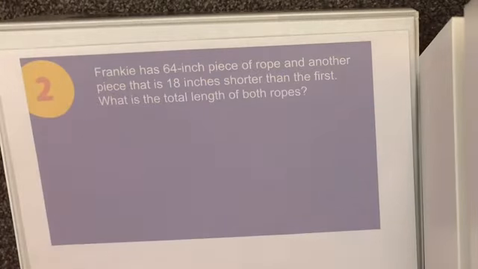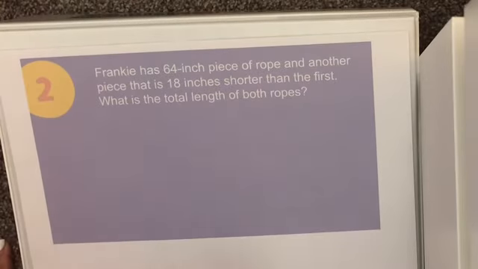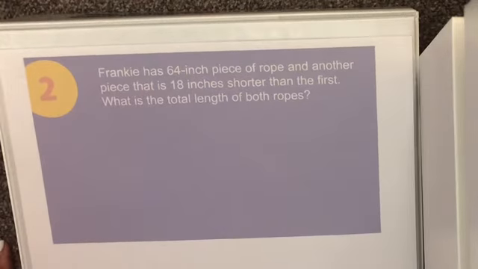Okay, y'all. It's basically the same thing as before, except that this time we have 2 number sentences instead of 1. Let's go ahead and solve. But first, remember, step 1 is to annotate your question. So I'm going to read it 2 times, and then on the second time, I'm going to go ahead and annotate. Here we go. Frankie has a 64-inch piece of rope and another piece that is 18 inches shorter than the first. What is the total length of both ropes? Okay, so this is the time where I am going to annotate.